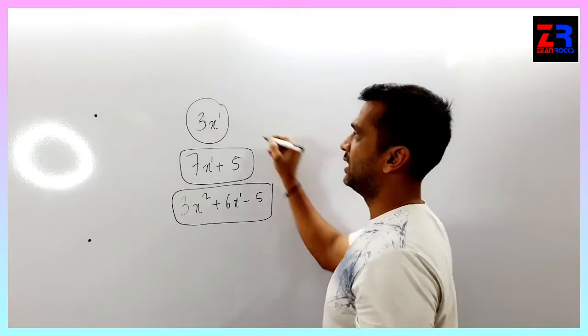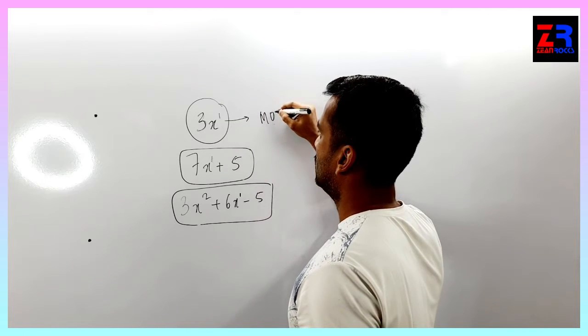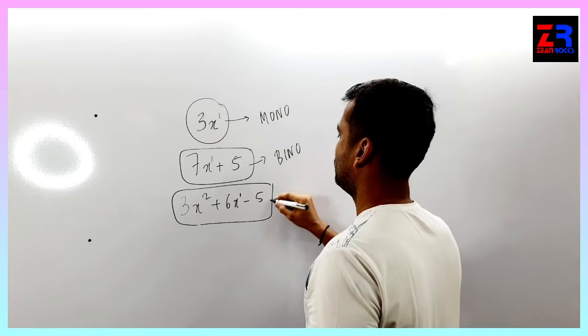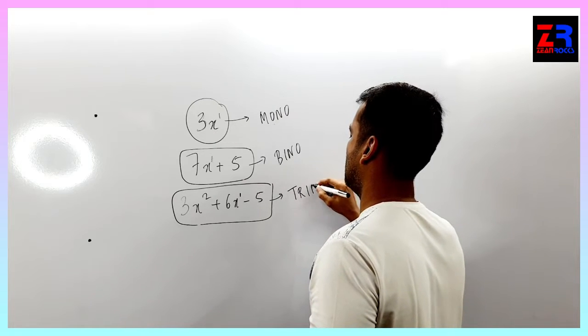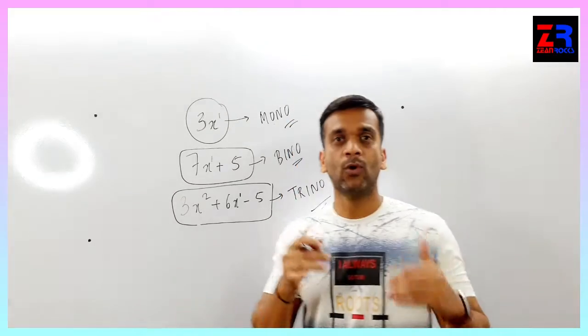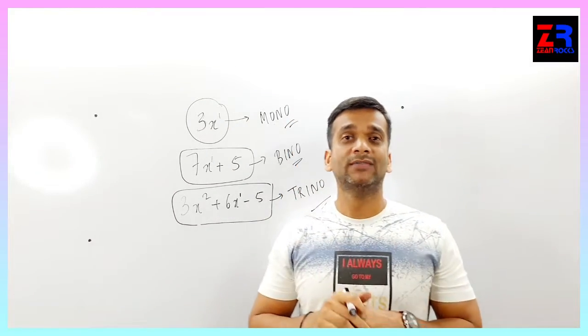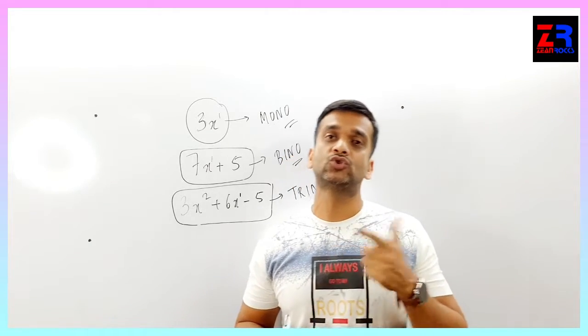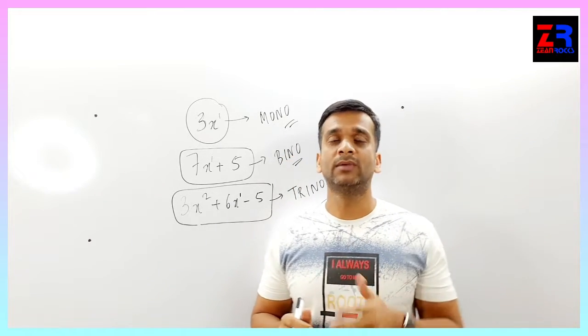There can be a monomial, there can be a binomial, there can be a trinomial. There can be a monomial, that is one term. There can be a binomial, that is two terms. There can be a trinomial, that is three terms.